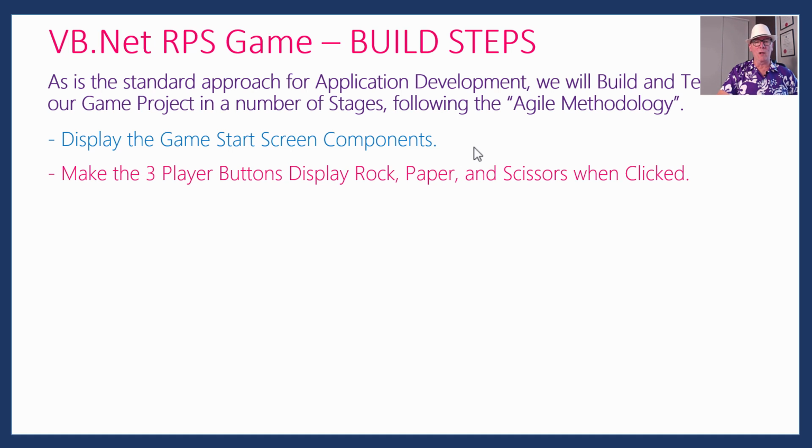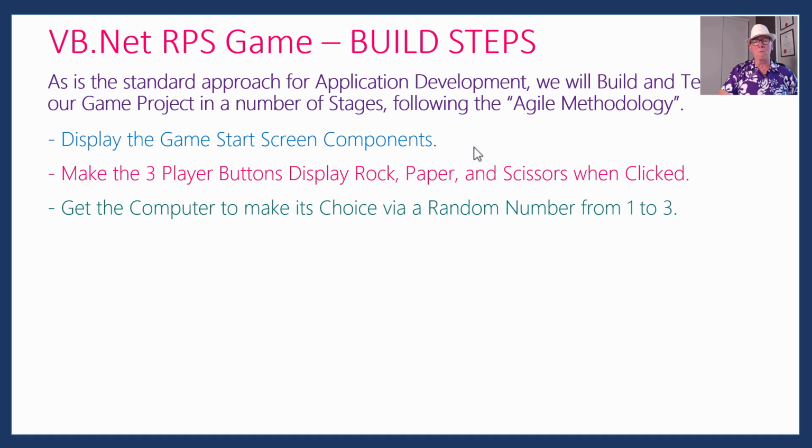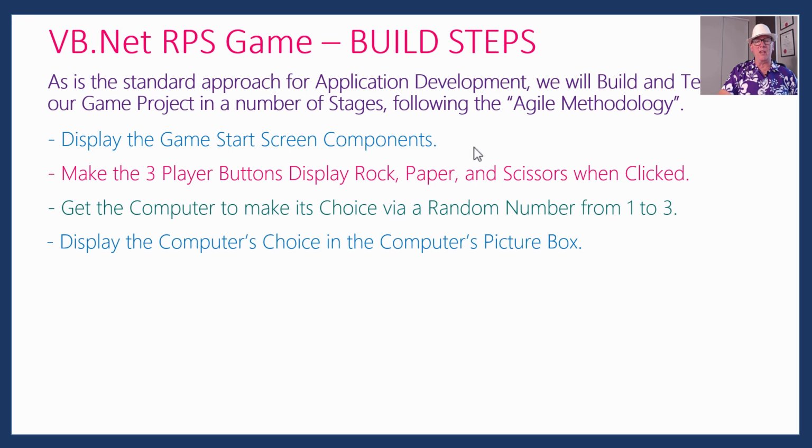The next step is making the 3 player buttons display rock, paper and scissors images when they're clicked. I've got those player buttons down the bottom left hand corner of our form, and we'll just make sure they put the images in there. Then we'll get the computer to make a choice, get it to do a random number 1, 2 or 3, where 1's going to be rock, 2's going to be paper and 3's going to be scissors. And then the next step, display that computer's choice in the computer's picture box. So then we'll have both the player's choice and the computer's random choice both displaying on the actual form so we can see what they've chosen.